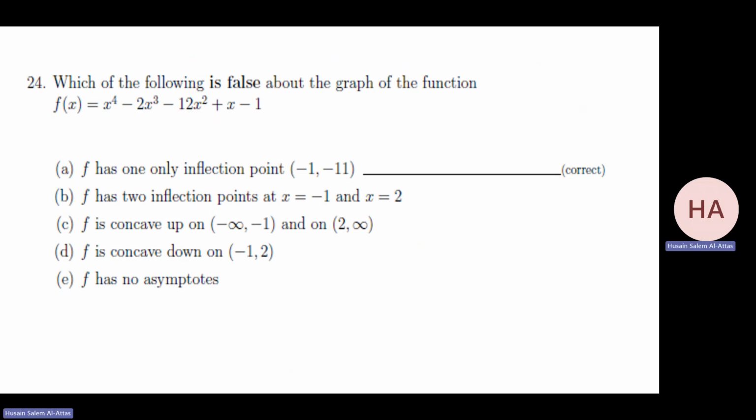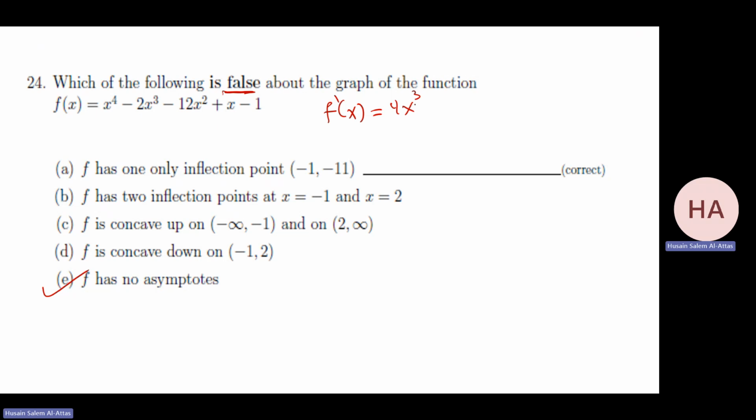Which one of this is false about the graph? You want the false things, not the true things. Okay, so what I will do, find f prime. We talk about concave up, concave down, inflection point. F has no asymptotes, yes, it's a polynomial, no asymptotes. F prime would be what?